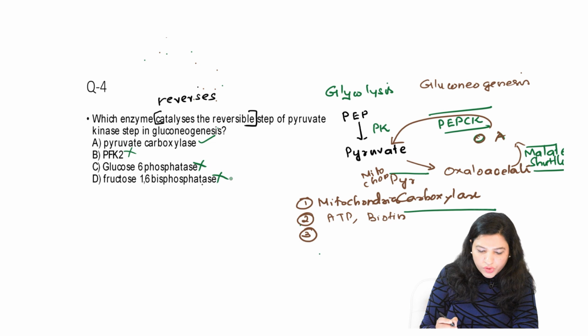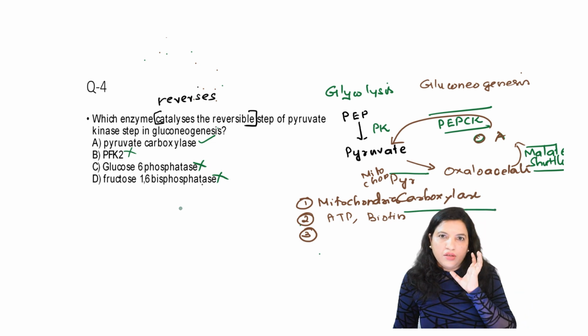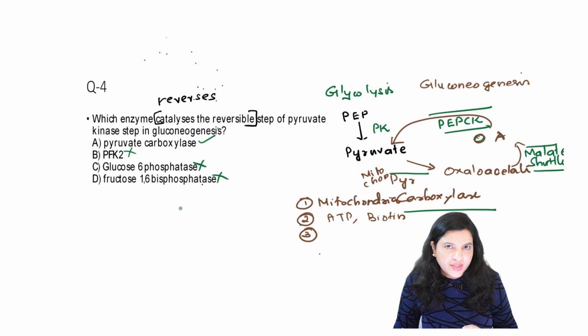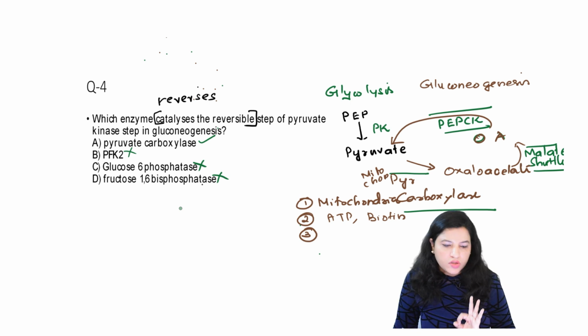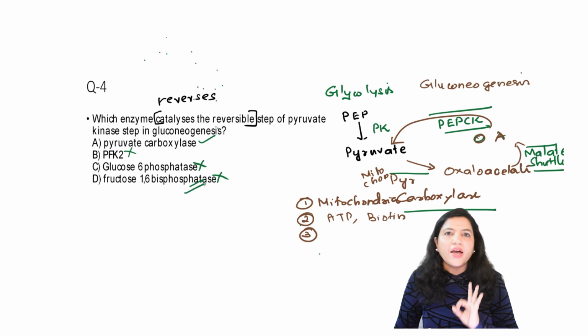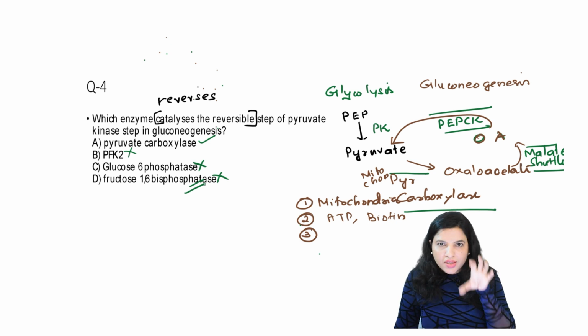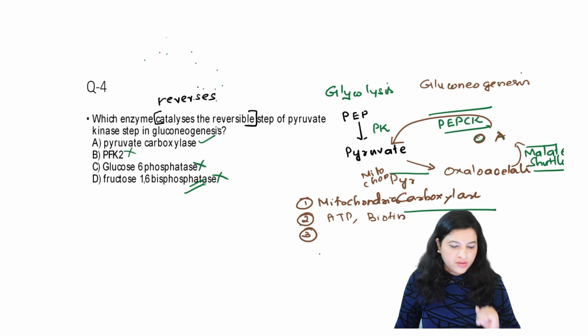The key enzymes of gluconeogenesis are: the first one is pyruvate carboxylase. Then we have learned about phosphoenol pyruvate carboxykinase. Then we have fructose 1,6-bisphosphatase, which is this enzyme. And lastly, we have glucose 6-phosphatase. So these are the 4 key enzymes of gluconeogenesis. But in this particular step, what we need is pyruvate carboxylase.